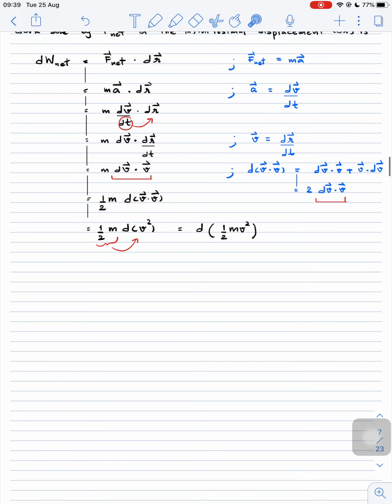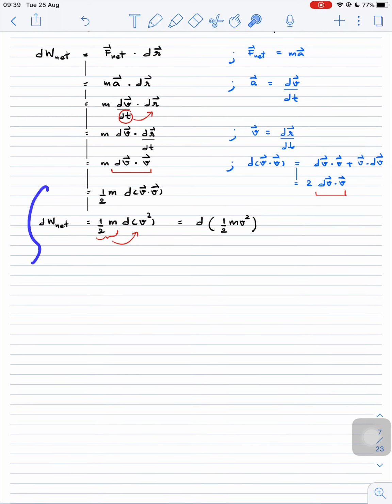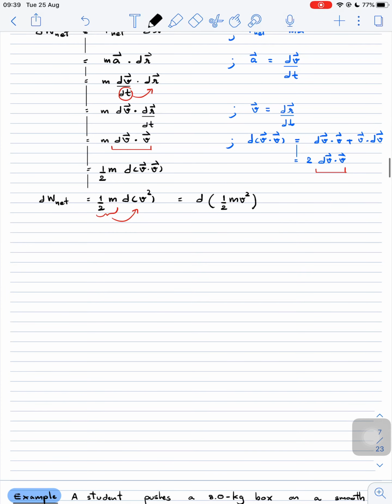Then let's make the integral on both sides of the equation, because don't forget that on the left hand side we have the derivative of the work done by net force, right? So we have the work done by net force equal to the integral of the derivative of 1/2 times mv square, right?